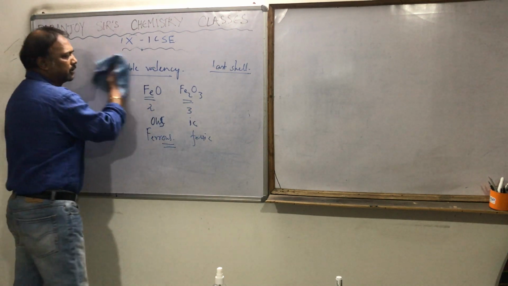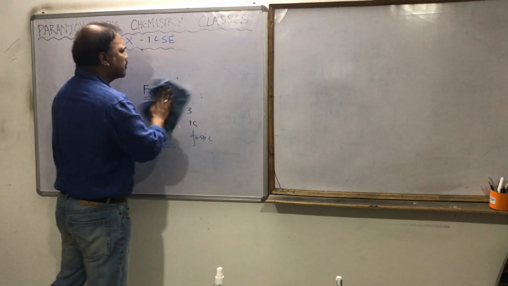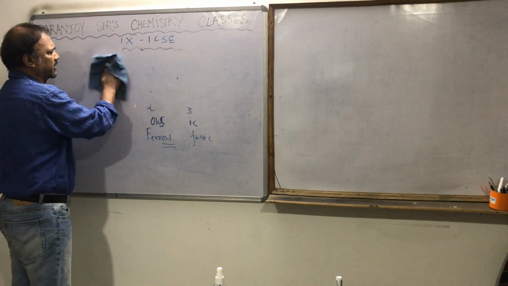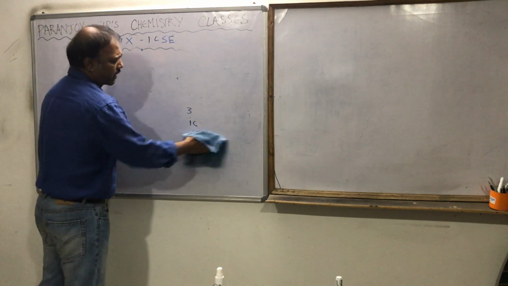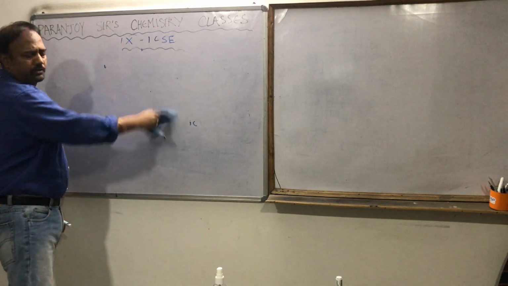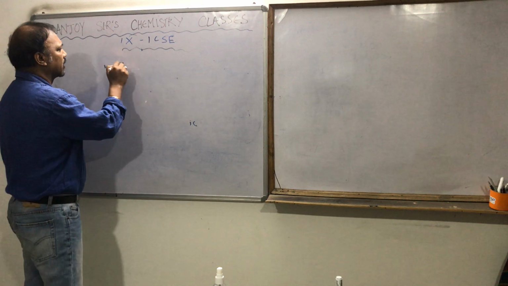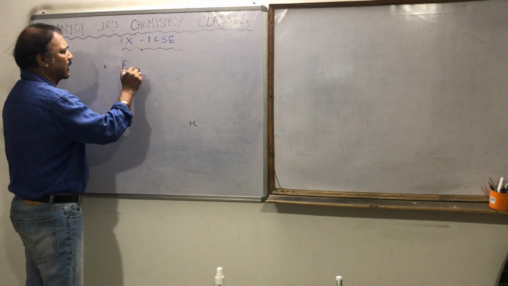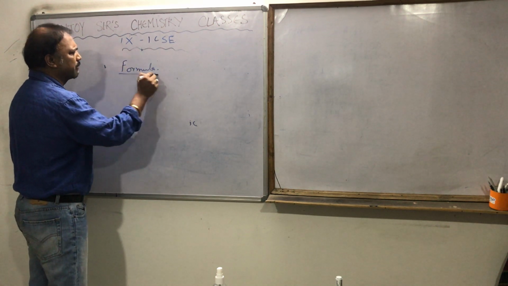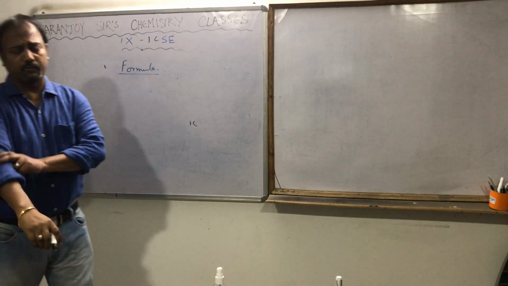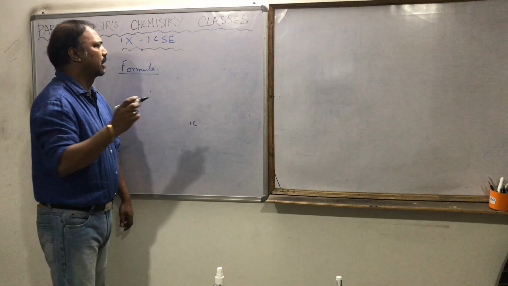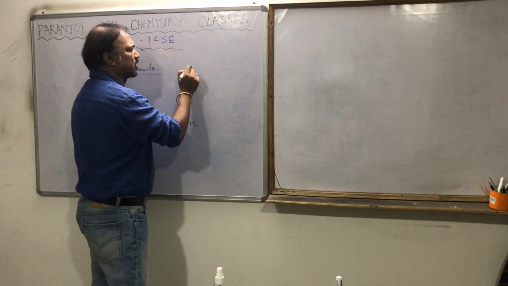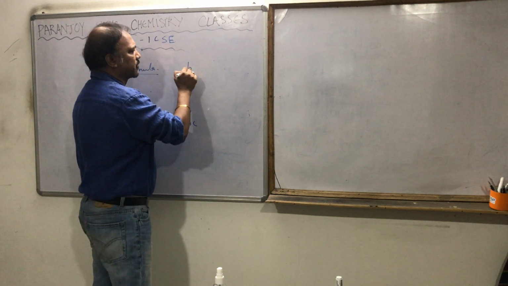Next, we are coming to formula. How to write down the formula of a compound? It's simple again. You know valency. Now writing down the formula is not at all tough. Okay. Now you know the valency. Formula is written by, formula of the simple compounds. Simple compounds means binary compounds. I should say binary compounds.